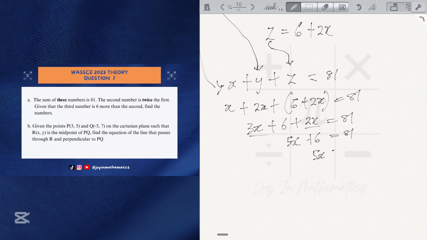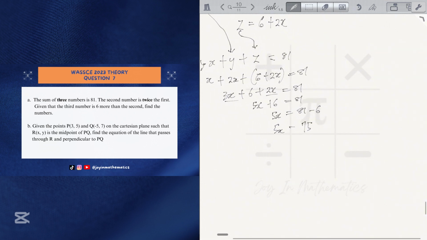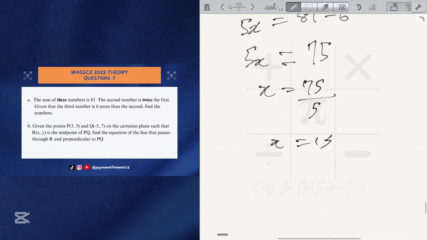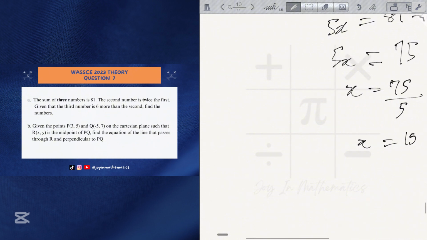So 5X will be equal to 81 minus 6. So we'll have that 5X is equal to 75. Then if we divide both sides by 5, we'll have that X is equal to 75 divided by 5. Therefore, X is equal to 15. Now, the first number, X, is equal to 15.